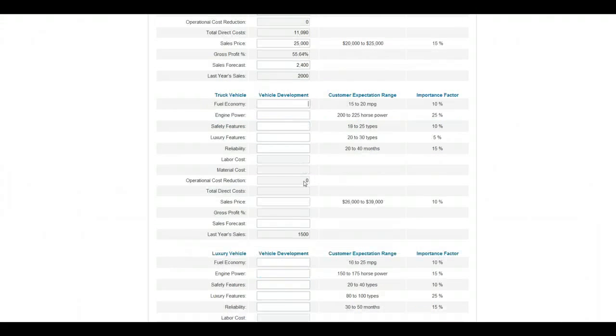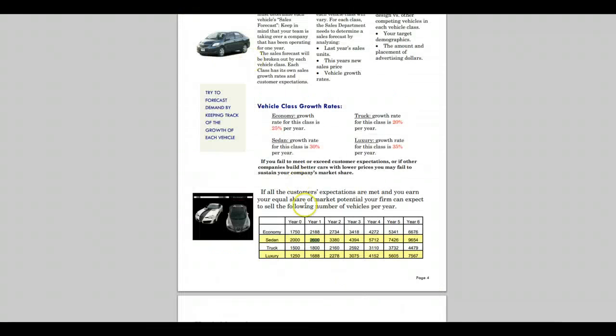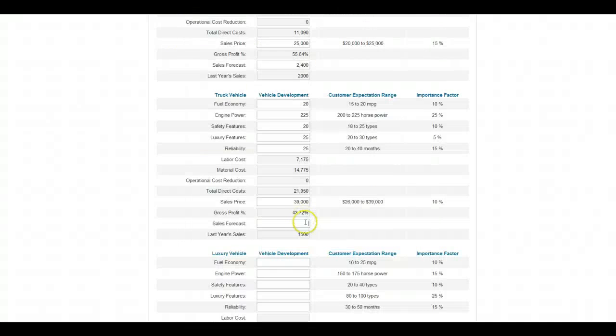Okay, so truck. I'll put my truck together, and then let's see. I think my truck's pretty good, so maybe I'll put my truck in at 2,000.